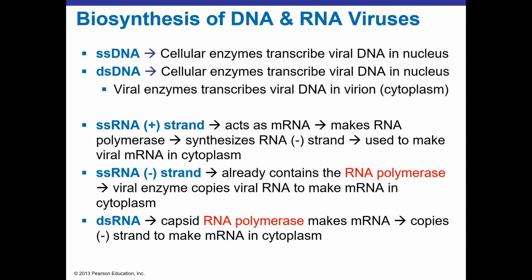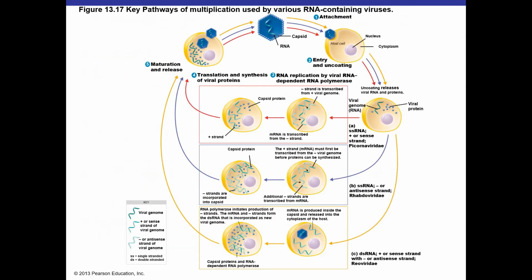The take-home message, though, is that DNA viruses are going to replicate in the nucleus, RNA viruses are going to replicate in the cytoplasm. So whether it's a positive strand of a single-stranded RNA virus, a negative single-stranded RNA virus, or a double-stranded, all of them are going to replicate in the cytoplasm. It's just the positive strand acts as the messenger RNA, so it's going to be able to immediately make its RNA polymerase. The other ones have to bring in the RNA polymerase and then copy over to make message.